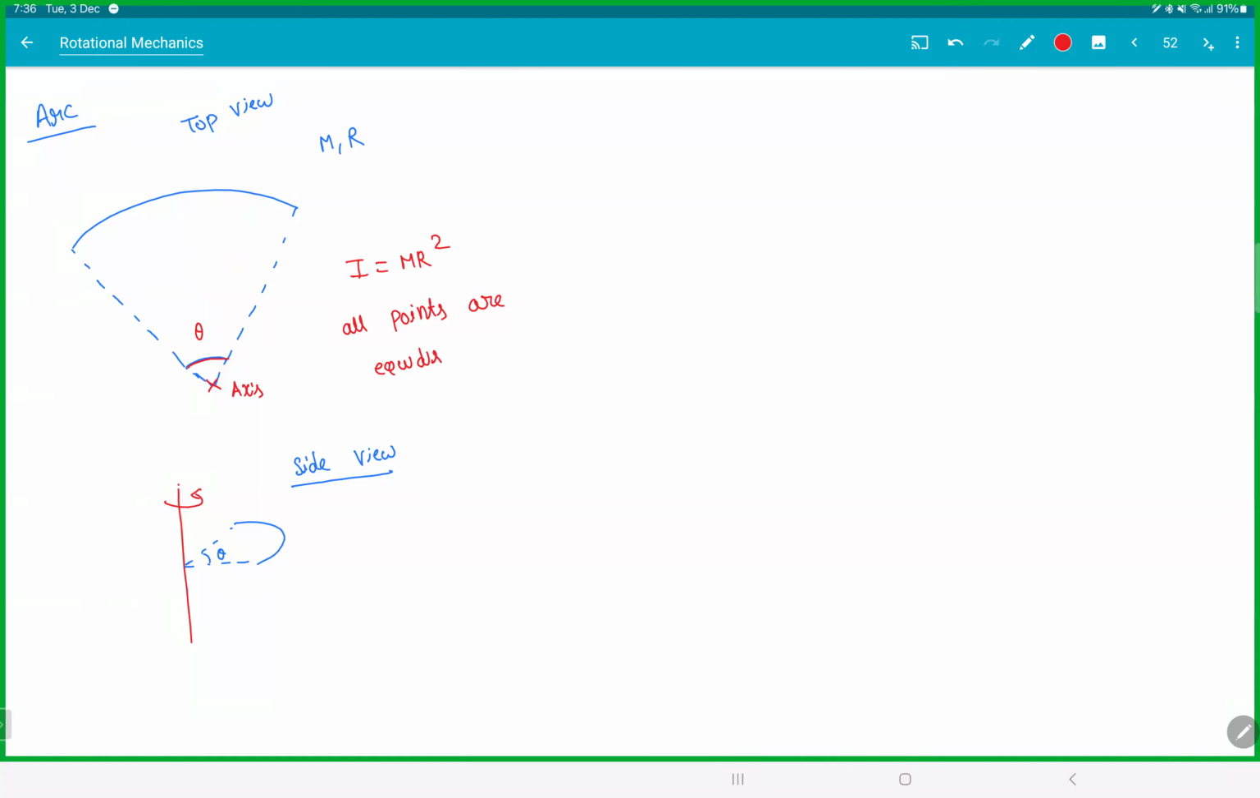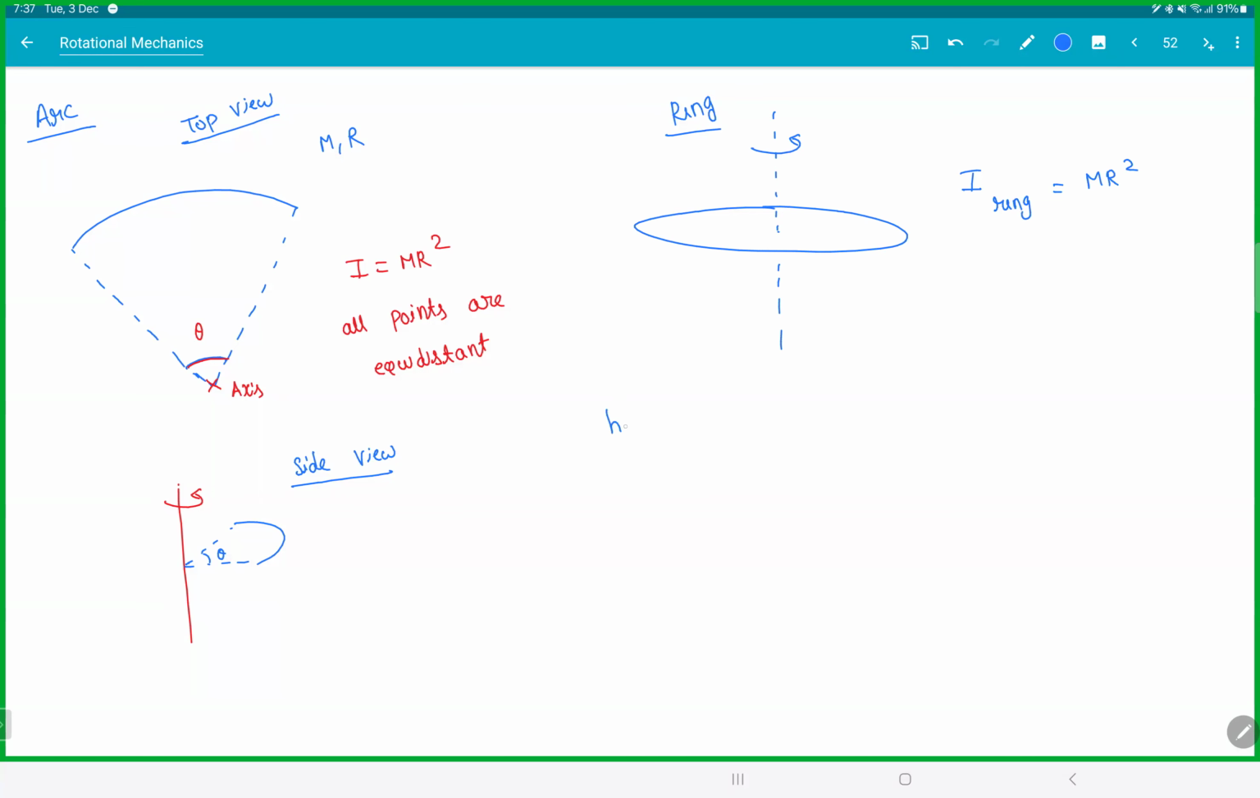This is what I was saying. Once you know that it matters only on the distance, you can eliminate a lot of integrations. And this thing gives you even something more interesting. That means if you take a ring of same mass, and if this was the axis passing through the center, so I of the ring passing through the center is how much? Mr square.